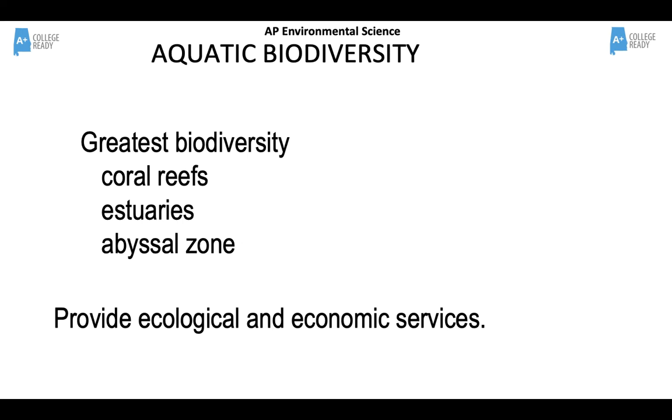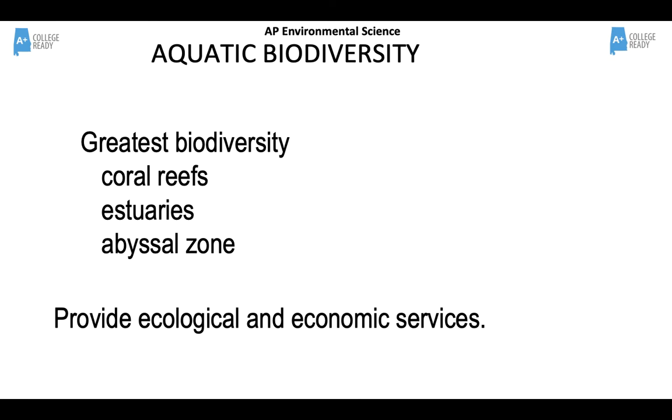Aquatic biodiversity, we've already talked about. Coral reefs are extremely diverse. Estuaries are where freshwater meets saltwater and creates a very unique area. You only find animals and plants living in those. They're indigenous to those areas. The water there is called brackish water because it is not as salty as salt water, not as fresh water.